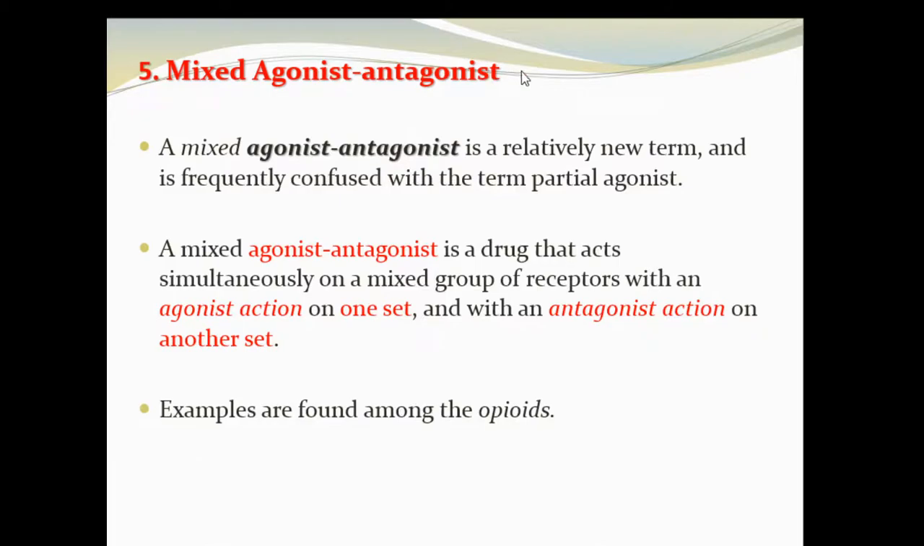And fifth type is mixed agonist and antagonist. A mixed agonist and antagonist is a relatively new term and it's frequently confused with the partial agonist. So a mixed agonist and antagonist is a drug that acts simultaneously on a mixed group of receptors with an agonist action on one side and with an antagonist action on the other side. That's why we call it mixed agonist and antagonist. So examples are opioids.